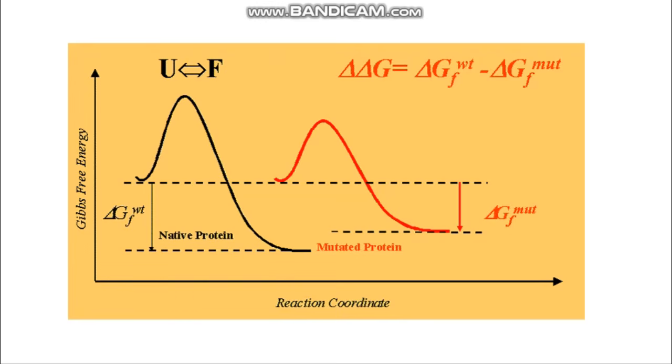And if the value of delta G has a negative sign, it shows that the SNP has reduced the stability of the protein, but a positive sign corresponds to an increase in stability of the protein, which is induced by that missense mutation.